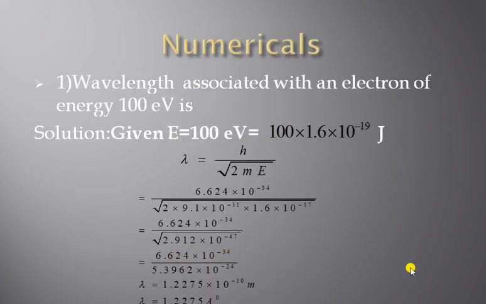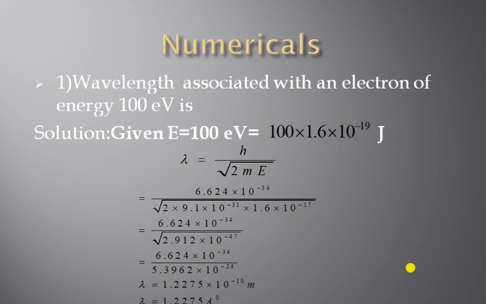The first numerical is: the wavelength associated with an electron of energy 100 electron volt is. Now in this case, the value of energy is given, that is 100 electron volt. We have to convert this energy in terms of joule. So 100 into 1.6 into 10 raised to minus 19 joule. This will be the value.